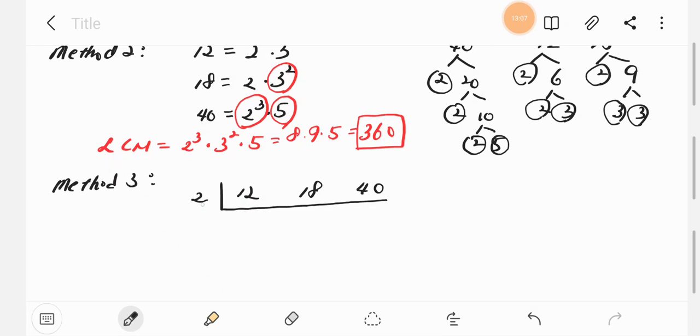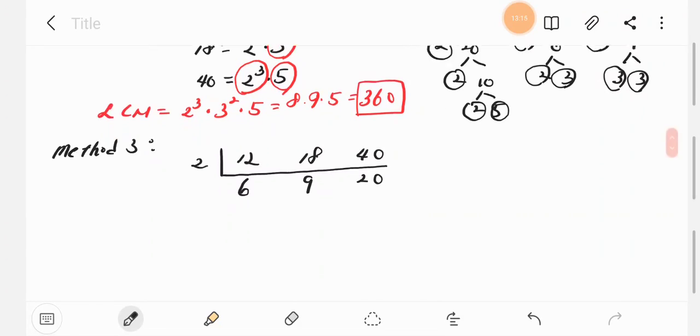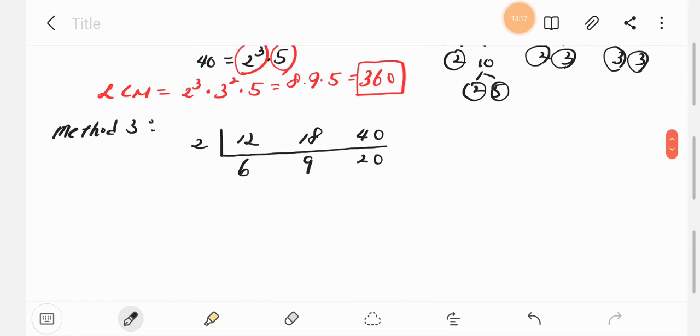So 12 divided by 2 is 6, or 2 times 6 is 12. 2 times 9 is 18. 2 times 20 is 40. Now from here, let's find the common factor. 2 is not a common factor, and 3 is not a common factor. So there's no common factor.